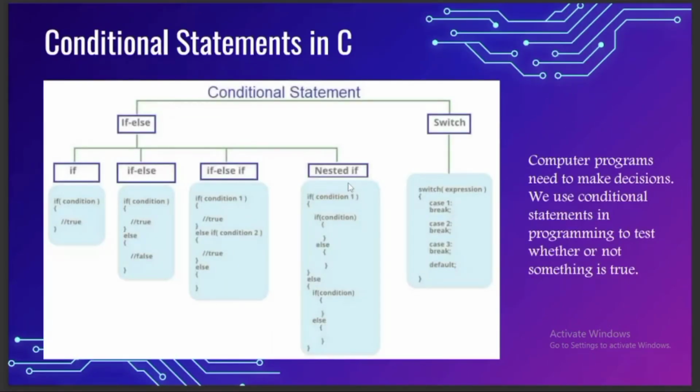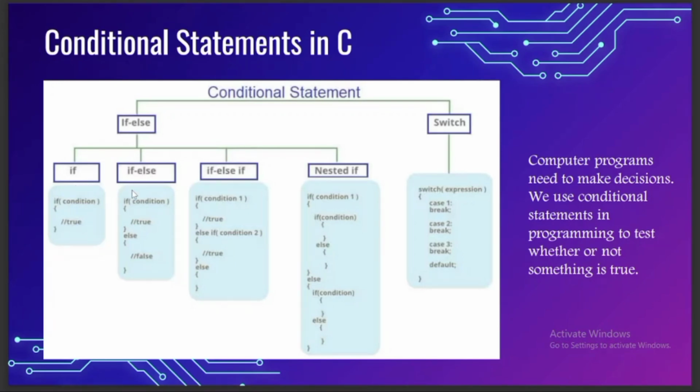Coming into the conditional statements in C. A computer program needs to make decisions, so we use conditional statements in programming to test whether or not something is true. The types of conditional statements are if statement, if else statement, if else if ladder, nested if else statement, and switch statement. Coming into the if statement, if the condition is true, then the code in the block gets executed.